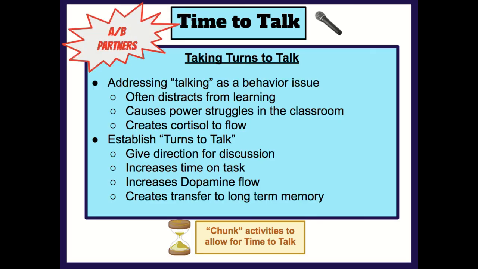Finally, time to talk. Talking in a classroom can be a huge obstacle. Giving students time to talk addresses talking as a behavior issue, which often distracts from learning, causes power struggles in the classroom, which creates that cortisol flow, which activates that amygdala and makes that emotional brain take over. Establishing turns to talk gives direction for discussion, increases time on task, increases dopamine flow, and creates transfer to long-term memory.